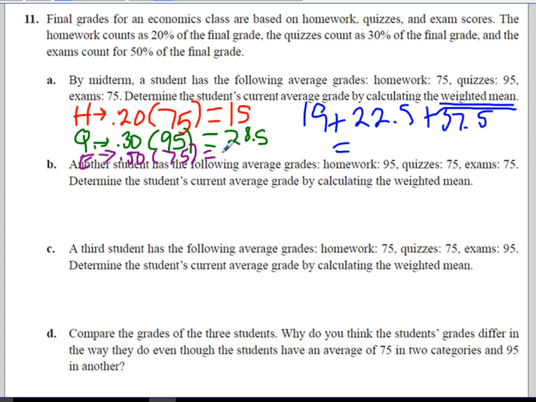And 37.5 was right for our exams. I was looking at Part B when I was copying those numbers. I apologize. And so if we add 15 plus 28.5 plus 37.5, we get an 81 for the weighted mean for that.